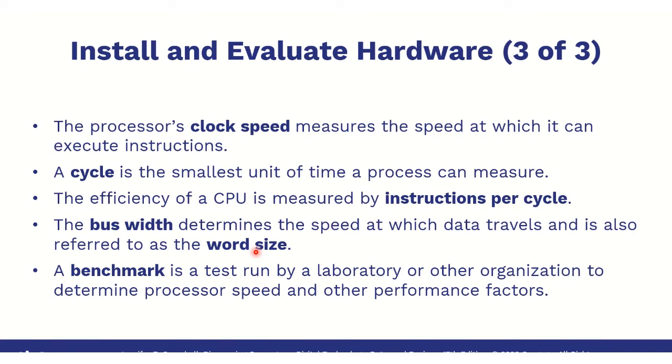The processor's clock speed measures the speed at which it can execute instructions. Now, the cycle is the smallest unit of time a processor can measure. The efficiency of a CPU is measured by instructions per cycle, how many instructions it can turn over per cycle. The bus width determines the speed at which data travels and is also referred to as word size. A benchmark is a test run by a laboratory or other organization to determine processor speed and other performance factors.